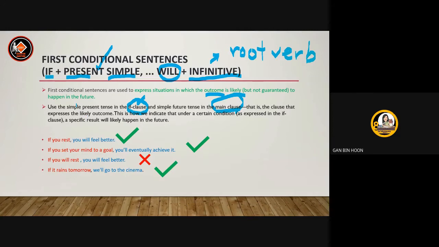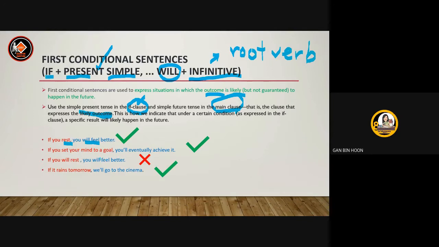So clause that expresses the likely outcome, kemungkinan berlaku. This is how we indicate that under a certain condition as expressed in the if clause, a specific result will likely happen in the future. Example, if you rest, okay, rest is present, you will feel better. So will feel. Is it correct? If you rest, you will feel better? It's correct, right? Okay, good.